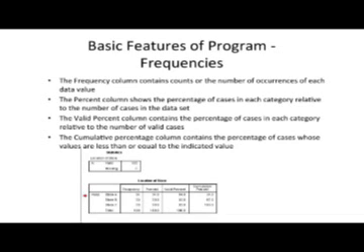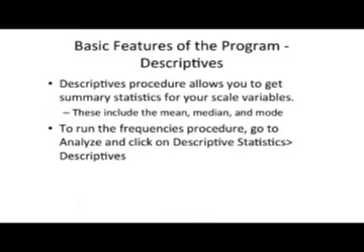If you have missing variables or data in your file, your percent and valid percent columns will be different. The percent column will take these missing cases into consideration, while the valid percent column removes them and gives you the corrected case. Last but not least, the cumulative percentage column gives you the percentage of cases whose values are less than or equal to the indicated value. Jumping ahead, I want to focus on the descriptives procedure next.